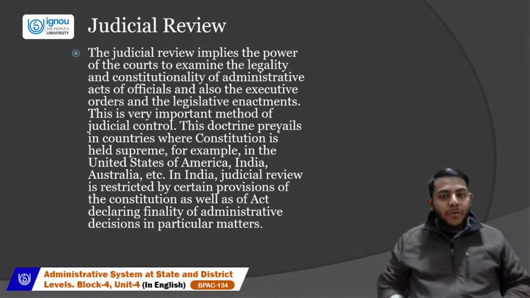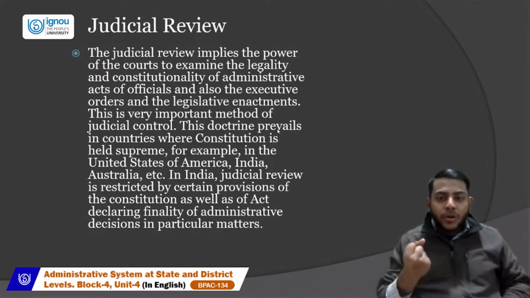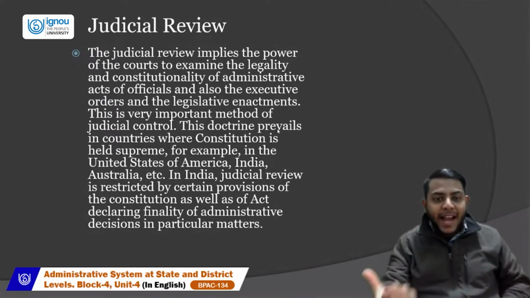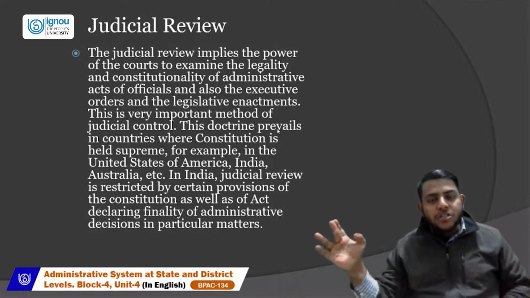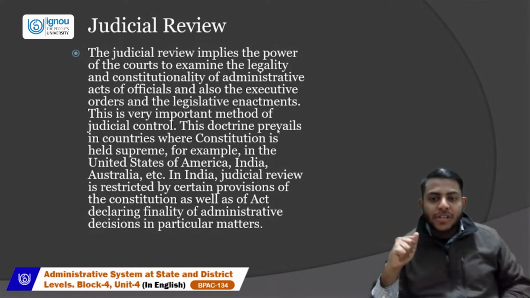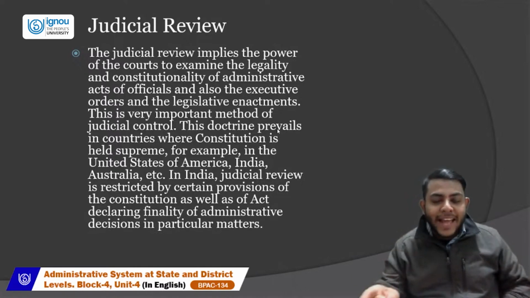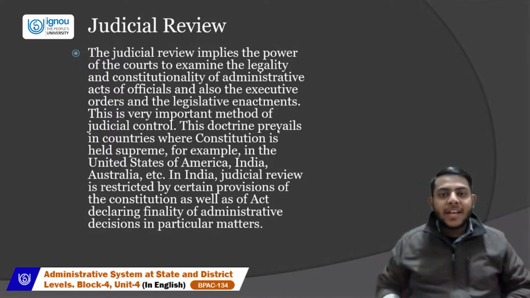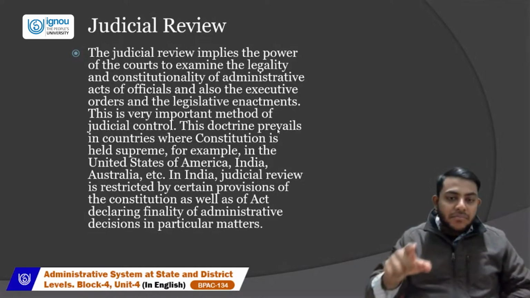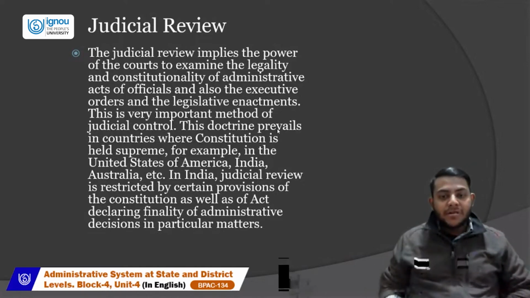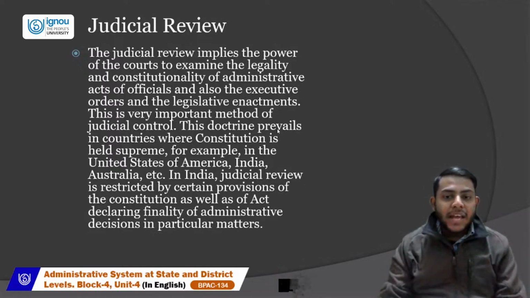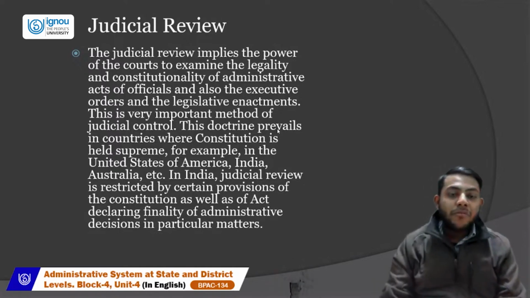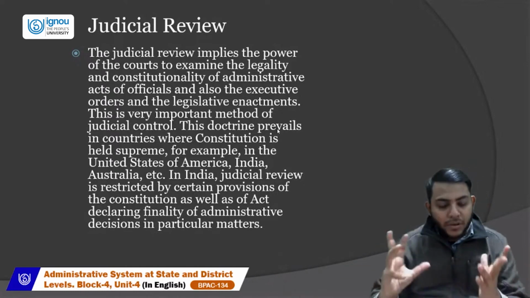So judicial review implies the powers of the court to examine the legality and constitutionality of administrative acts of officials, and also to examine the legality and constitutionality of executive orders as well as laws which are passed in the state legislature, which are called legislative enactments. So they not only include the laws, but they also include the executive orders and also the administrative acts of officials. So all these fall under the purview of judicial review.